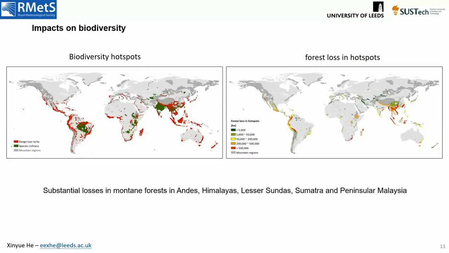Last, we focused on biodiversity. Biodiversity hotspots were identified based on species richness in green and range size rarity in red, only for threatened species here. We find substantial losses showed in red are located in mountain forests of Andes, Himalayas, and maritime Southeast Asia.